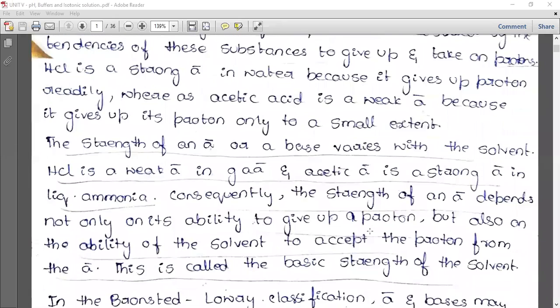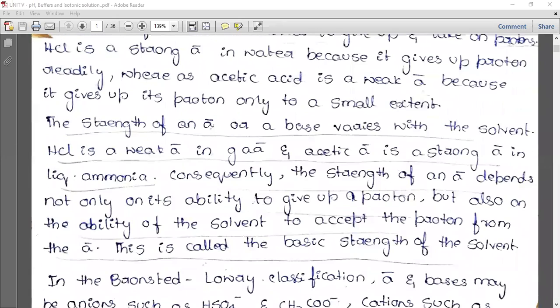Yes, is it clear? Okay, so based on this, based on the ability of the solvent to accept the proton from an acid, we are going to call it the basic strength of the solvent. So how readily the solvent will be able to accept the proton, based on that it will be called the basic strength of the solvent.